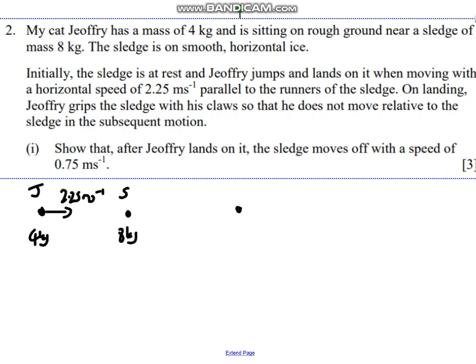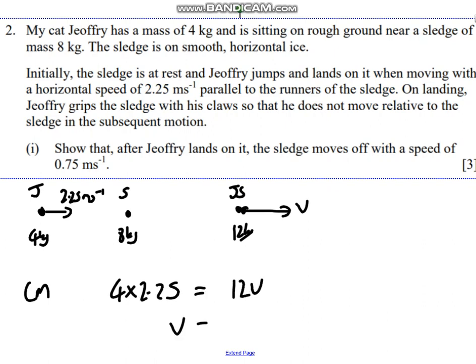There we go. And then obviously Jeoffry and the sledge are together, so we'll call that JS, and that now weighs 12 kilos, and that is moving at some unknown speed, so we'll just call that V. Okay, and all we're going to need to do to find this is just use our conservation of momentum. So before, the momentum is just 4 times 2.25, and afterwards the momentum is 12V. So V is 4 times 2.25, which is 9, so 9 divided by 12, which is of course 0.75 meters per second. Okay, good.